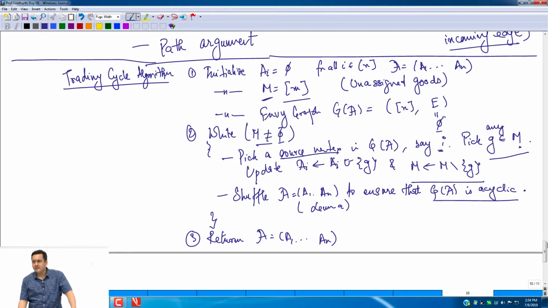So the number of edges that you can create will be at most n. In the worst case, you give an expensive good that's valued by everybody to the source, and then all the edges turn it down. So the source is somebody who's not being envied.